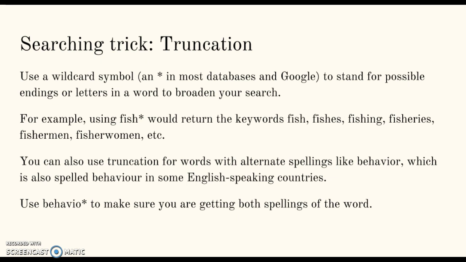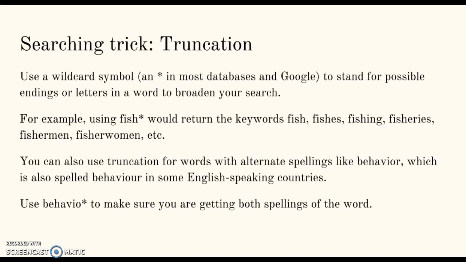For example, the word fisheries could be truncated to F-I-S-H with an asterisk. The asterisk is called a wildcard, and the database will bring back any keyword that starts with the letters F-I-S-H. This means you'll get articles with the words fish, fishing, fishermen, fisheries, etc.